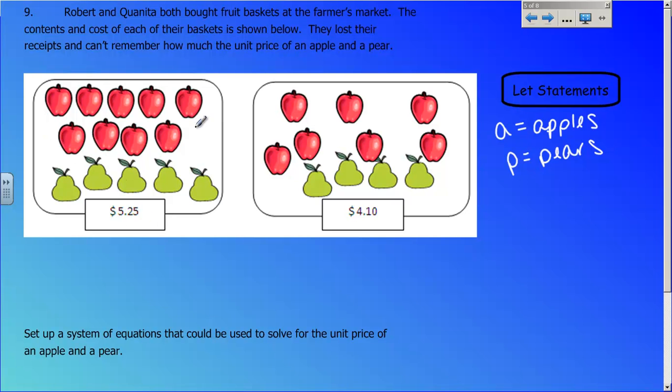Step 1. Count how many apples there are. Looks to me like there are 9. So 9 apples plus 1, 2, 3, 4, 5 pears equaled $5.25. That's your first equation. Your second equation is going to come from this picture. So let's count apples. 1, 2, 3, 4, 5, 6, 7. So I have 7 apples and 4 pears. That equaled $4.10. That is my system of equations. I'm done. You are going to do nothing else with this until we learn how to solve. All you have to do. That's your answer. Done.